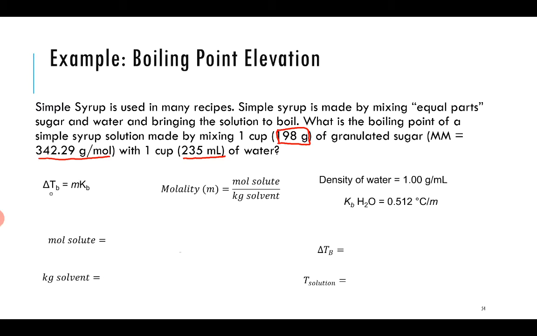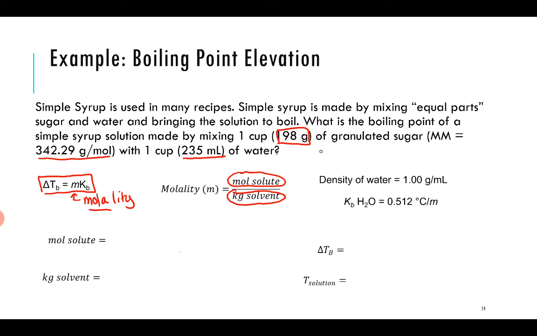Okay, so I'm asked to find the new boiling point. And so that means I'm going to need to know how much my boiling point is elevated. And so this is molality. Molality, the definition is moles of solute per kilogram of solvent. And so that means I need to find my moles of solute and I need to find kilograms of solvent. And then I can plug it in to my equation.